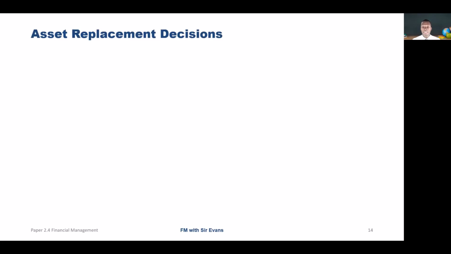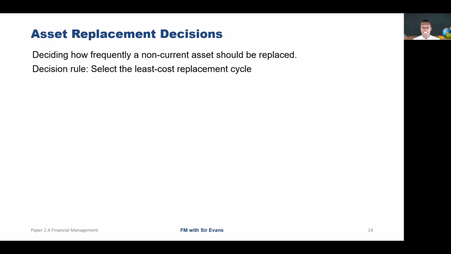Now, asset replacement decisions involve deciding how frequently a non-current asset should be replaced when it is in regular use, so that when the asset reaches the end of its useful life, it will be replaced by an identical asset. So the decision rule is to select the least cost replacement cycle as it minimizes the PV of the cost. Relevant cash flows that we need to consider are the cost of the asset, the maintenance, the operating cost, the tax relief on the running cost, and then the tax savings, the scrap or resale value.